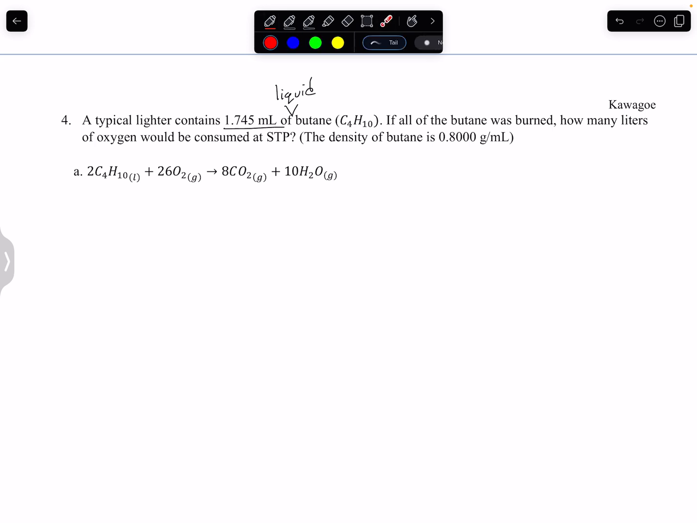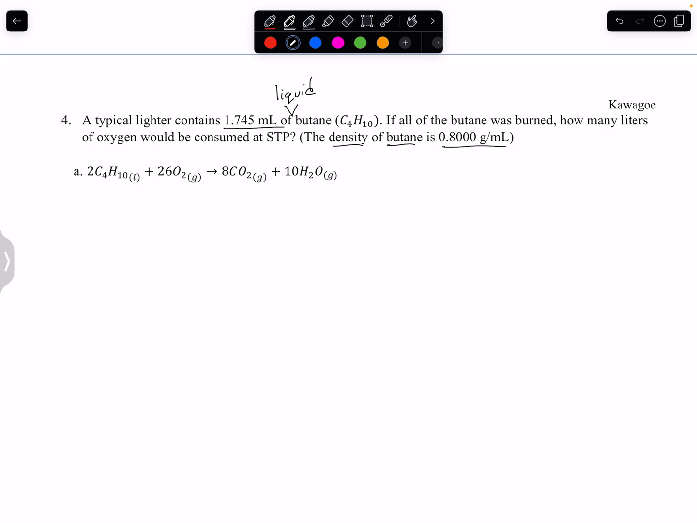So we've got our lighter. It's got 1.745 milliliters of liquid butane. Also, in our chemical reaction, our state symbol says, hey, this is a liquid. That's important. That means we can't use gas laws for this 1.745 milliliters. If you did, maybe you should go back and retry the problem with that in mind. Another hint that that's a liquid is the fact that we have density here, and so we're not going to be using gas laws for that part.